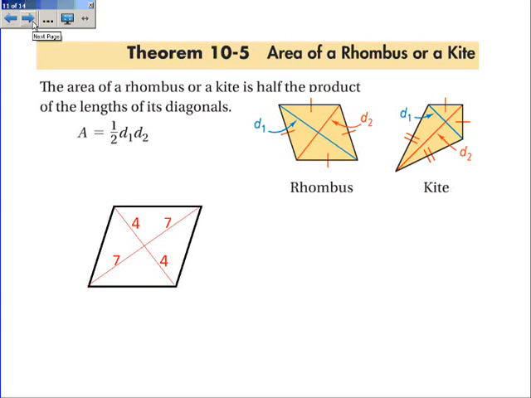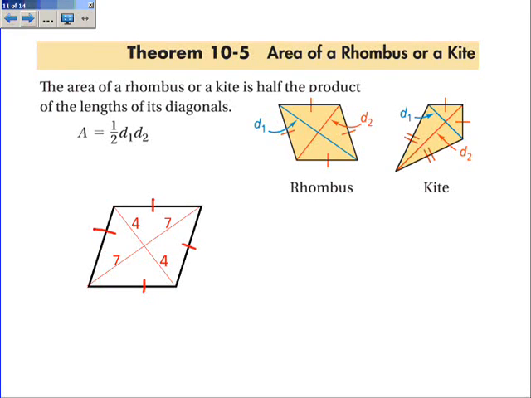All right. The last idea is on the area of a rhombus or a kite. And the way you find the areas of a rhombus or a kite is the same. It's the product of the lengths of the diagonals divided by 2. Okay, so I have a rhombus drawn out down here.